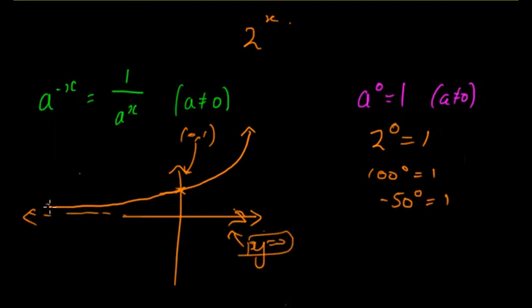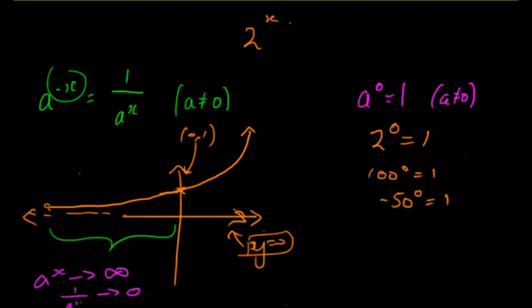Now, the reason why it never becomes negative is due to this. Even when x is negative, so x is a negative number here, such as there, this causes it to have 1 over a to the x. So it's still going to be positive, but as a to the x goes to infinity, 1 over a to the x approaches 0.